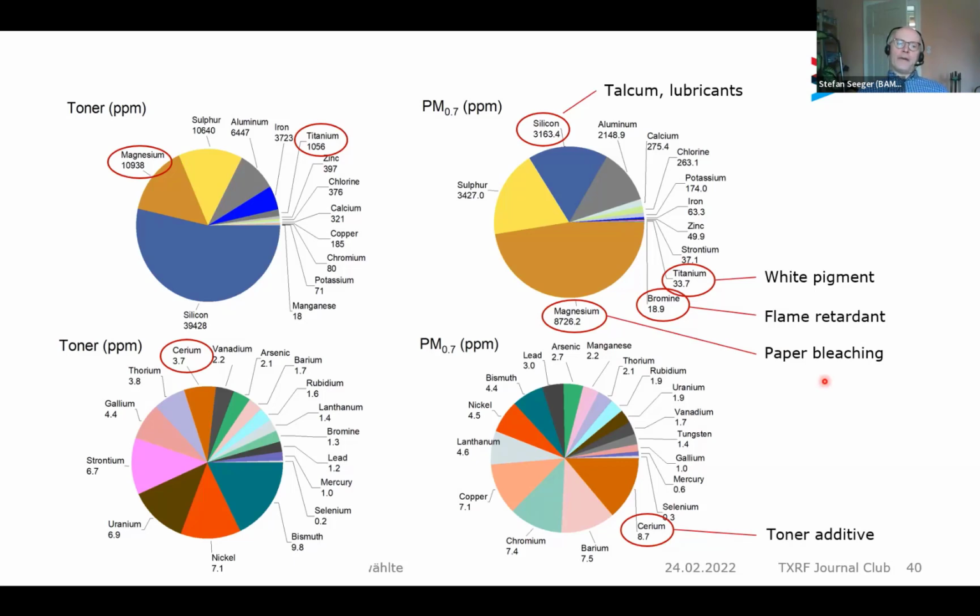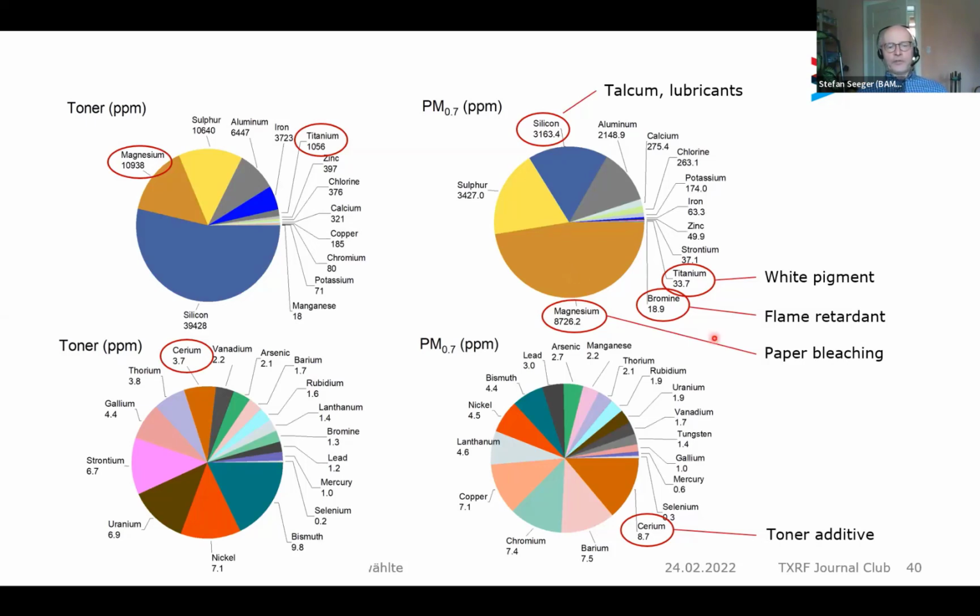So we have here, if we compare these two things, more or less the same appearance of typical elements, but in different proportions. And this direct comparison shows, for instance, that we have a higher concentration of magnesium in the aerosol if you compare it to the toner. So that means there is another source for magnesium, not only the toner, but most obviously also the paper, which is contributing to the high content of magnesium in the aerosol.